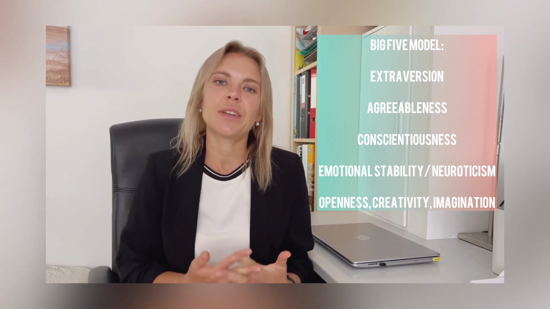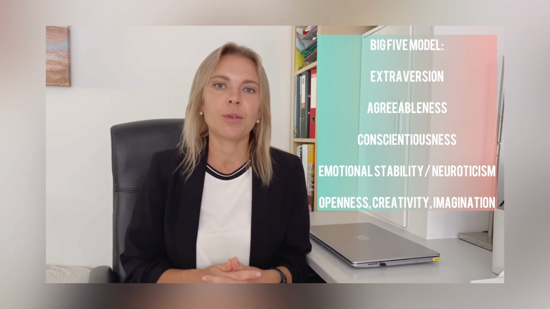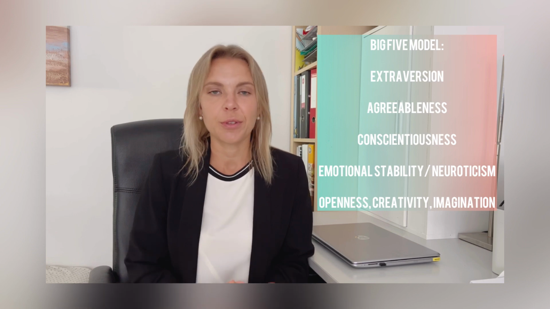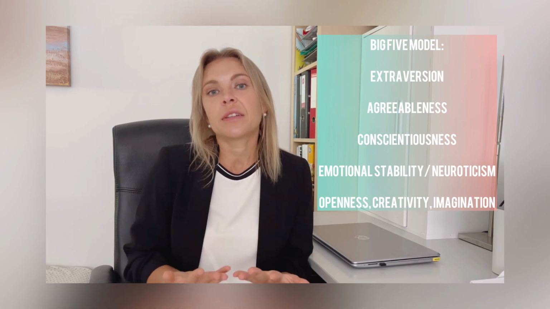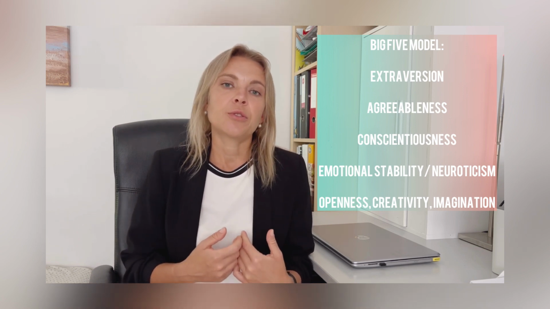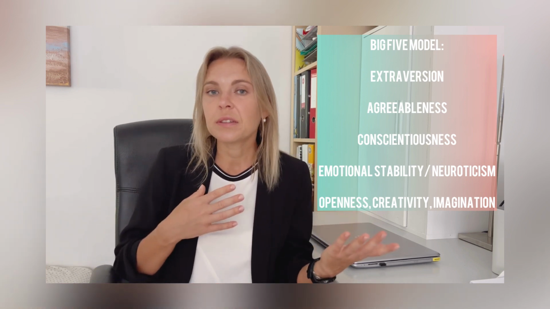Emotional stability or neuroticism is the fourth element of the Big Five model. It refers to our emotional stability, and neuroticism refers to uncertain thoughts and also to swings in mood, moodiness, bad mood, good mood, changes in this, and irritability.